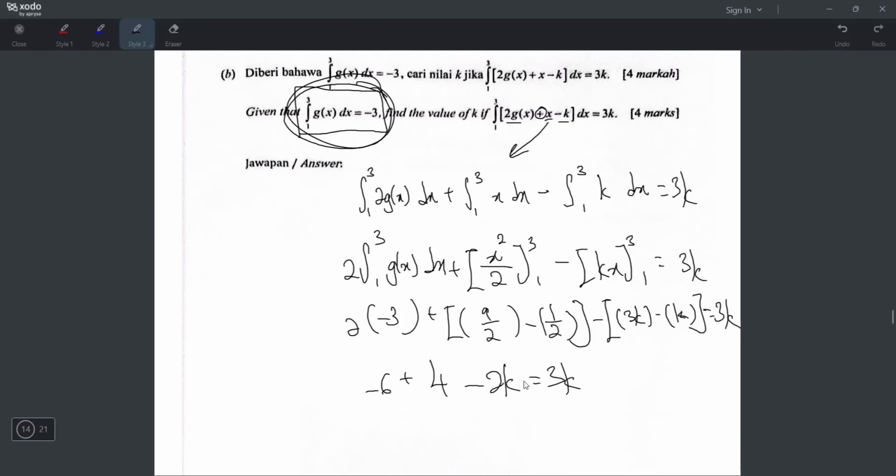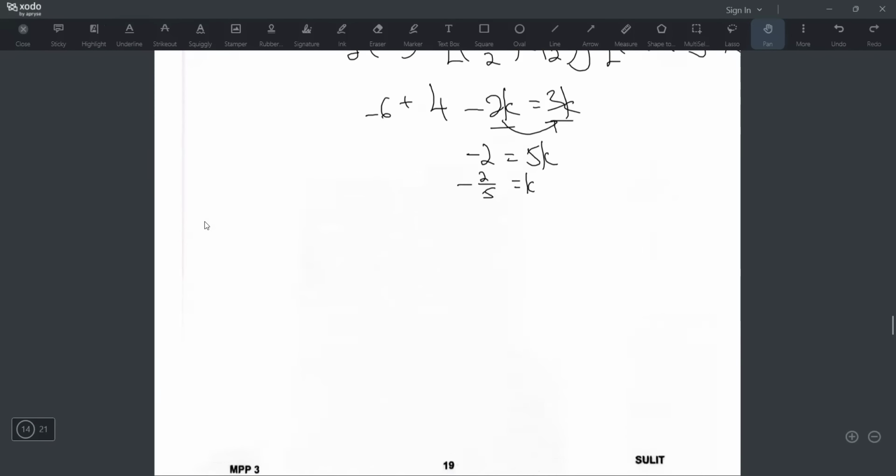Okay, alright, now you can find k. k with k can be combined, number with number can be combined. So I will move this over here so that my k is positive. 3k plus 2k is 5k. Negative 6 plus 4 is negative 2. So your k is negative 2 over 5. So that is your answer. Okay, that's all.